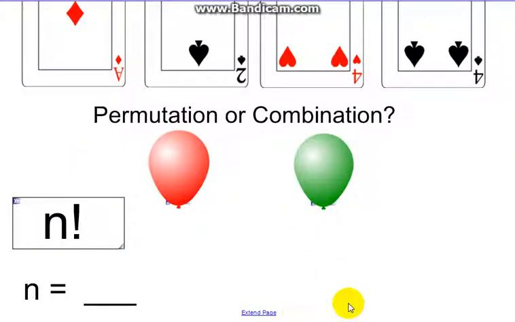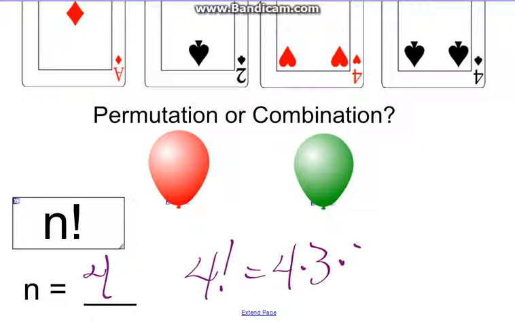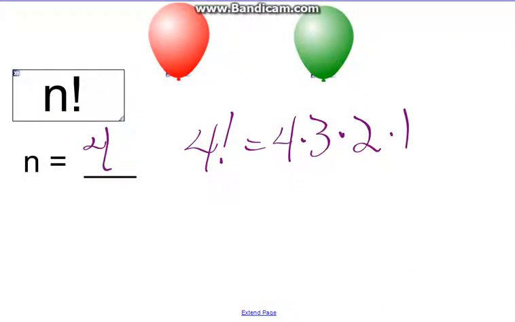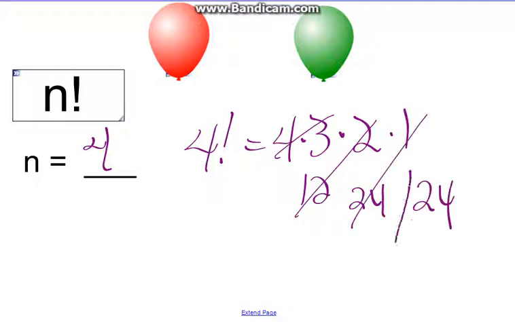So to get our answer, we're going to do 4 factorial, which is equal to 4 times 3 times 2 times 1, and that becomes 12 times 2 times 1. So our final answer is 24.